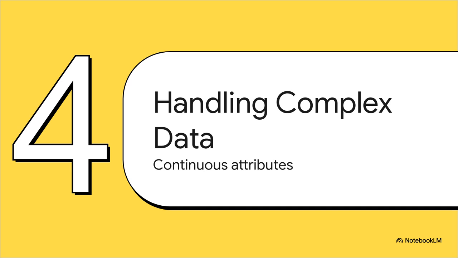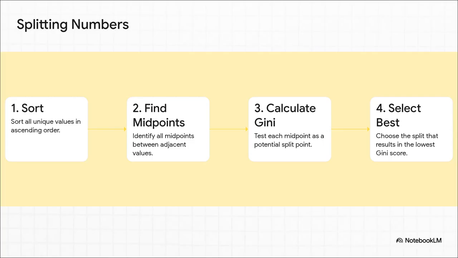But what about raw numbers? You know, things like temperature or income or a person's height. The way it handles numbers is actually pretty clever, if a little brute force. Here's what it does. First, it takes all the unique values for a feature, say temperature, and sorts them from smallest to largest. Then it calculates the halfway point between each adjacent pair. Each of these midpoints becomes a potential question, like, is the temperature less than or equal to 71.5 degrees?